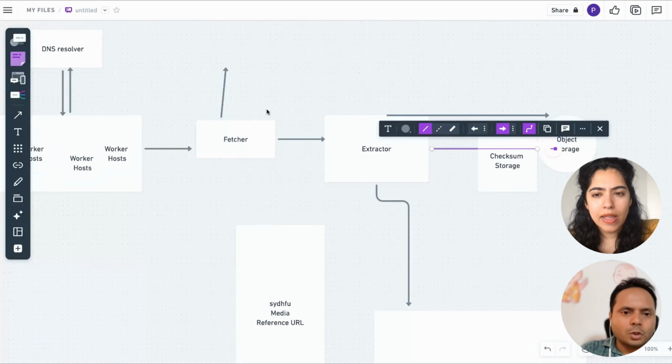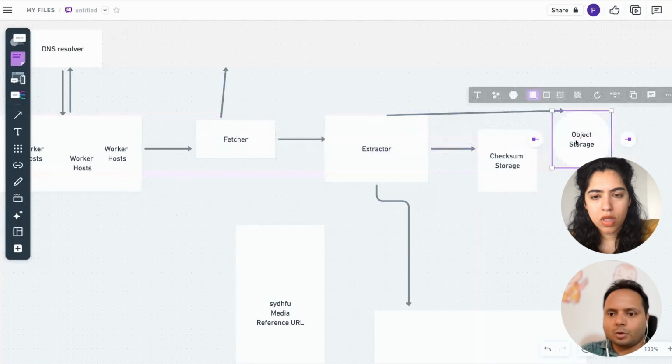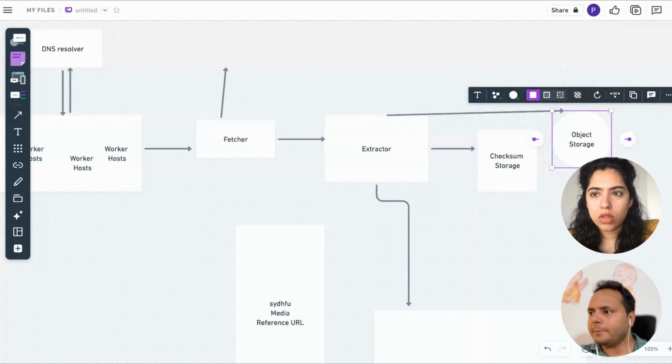I think overall this looks good. I believe we have covered all the requirements that we had. Do you have any questions? Anything that you want to talk about separately?